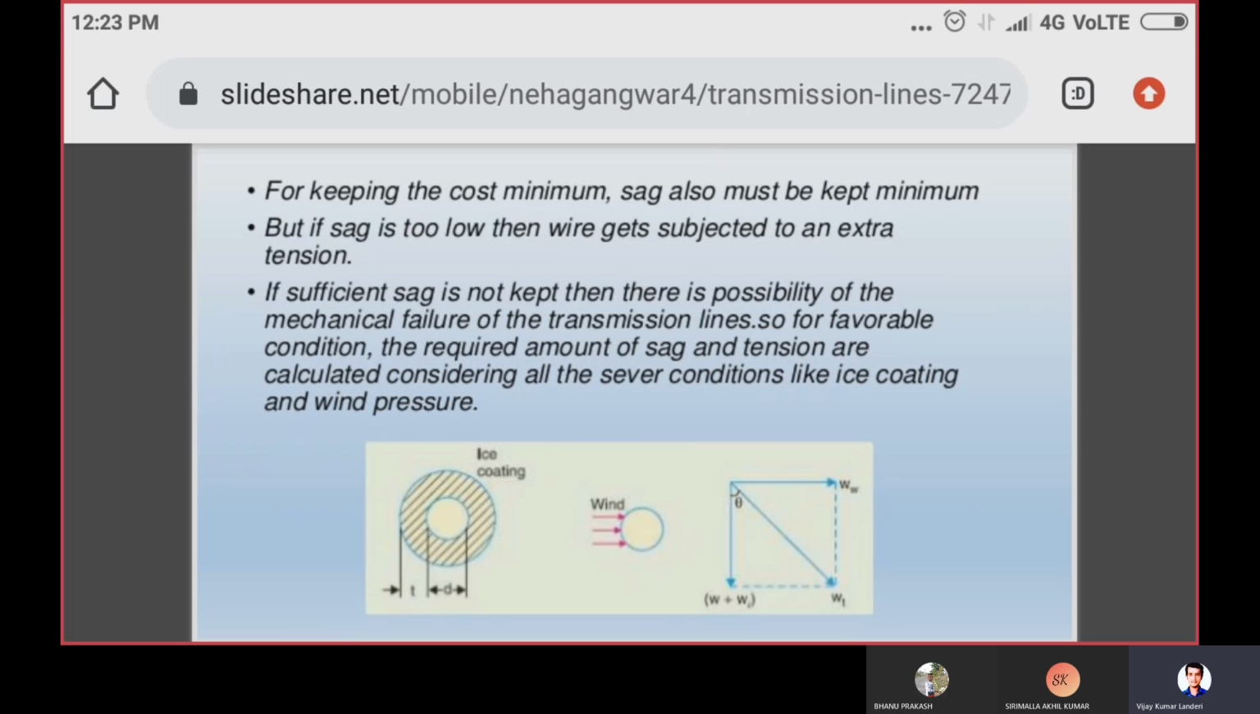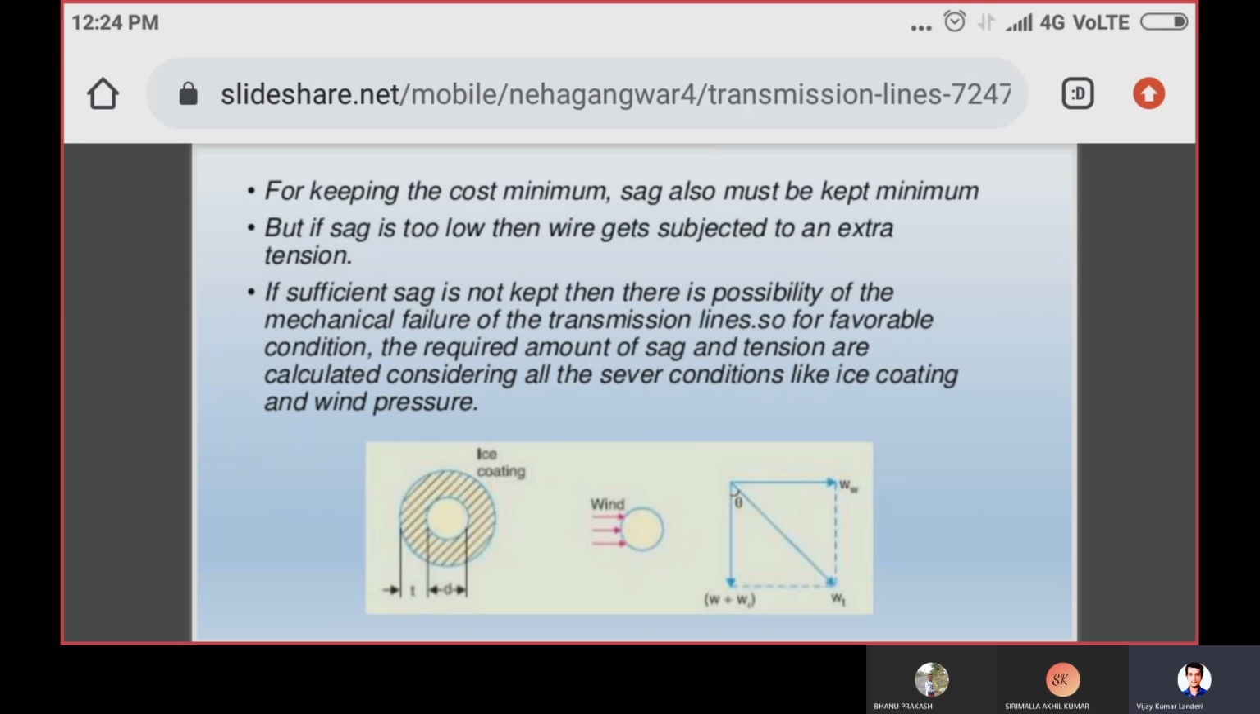But if sag is too low, then the wire gets extra tension, right? So even if sag is too low, what is happening? The wire will have more extra tension, which may damage the conductor. So we need to find the proper value of the sag. If sufficient sag is not kept, then there is a possibility of mechanical failure of the transmission lines.